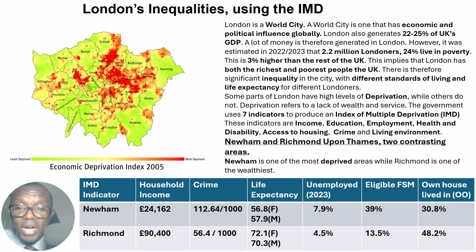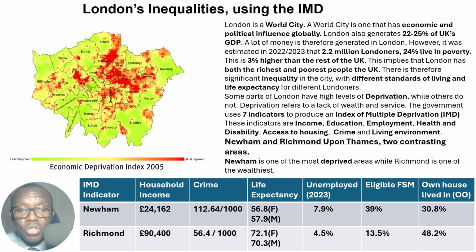So deprivation refers to a lack of wealth and services. The government uses 7 indicators to produce an index of multiple deprivation. So it's the IMD that you used during your fieldwork studies if you studied an urban environment. And the indicators that are used to measure deprivation are income, education, employment, health, disability, access to housing, crime, and living environment.